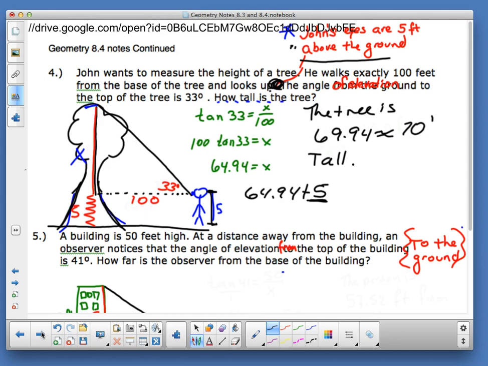Now, how will I have questions worded so I don't have to consider the person's eye level? I won't give you that information. Or I'll say the angle with the ground, okay? Or I'll call it the angle of depression, okay, as we're talking about it. So pay attention to those hints as you read a problem. You guys have problem 5, give it a try.